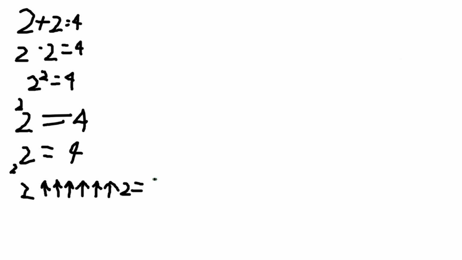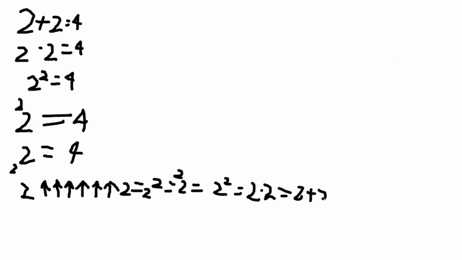When we put a 2 here, guess what that's gonna equal? That's right, 2 to the second pentation, which is equal to 2 to the second tetration, which is equal to 2 squared, which is equal to 2 times 2, which is equal to 2 plus 2, which is equal to 4. Do you see where I'm getting with this? Okay. Moral of the story. Math.